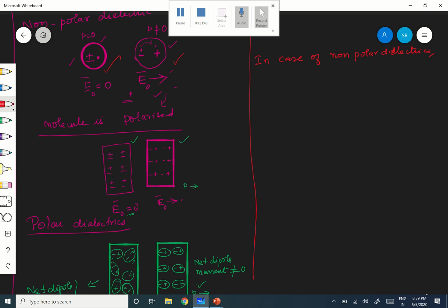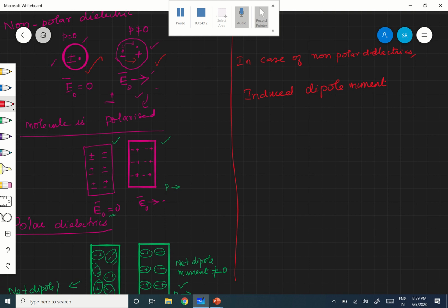Electric field is from left to right. Dipole moment is also from left to right, negative to positive, right? Therefore, this dipole moment is what is called induced dipole moment. Therefore, in the case of non-polar dielectrics, induced dipole moment. Why induced dipole moment? In the absence of electric field, no dipole moment. But in the presence, it is having.